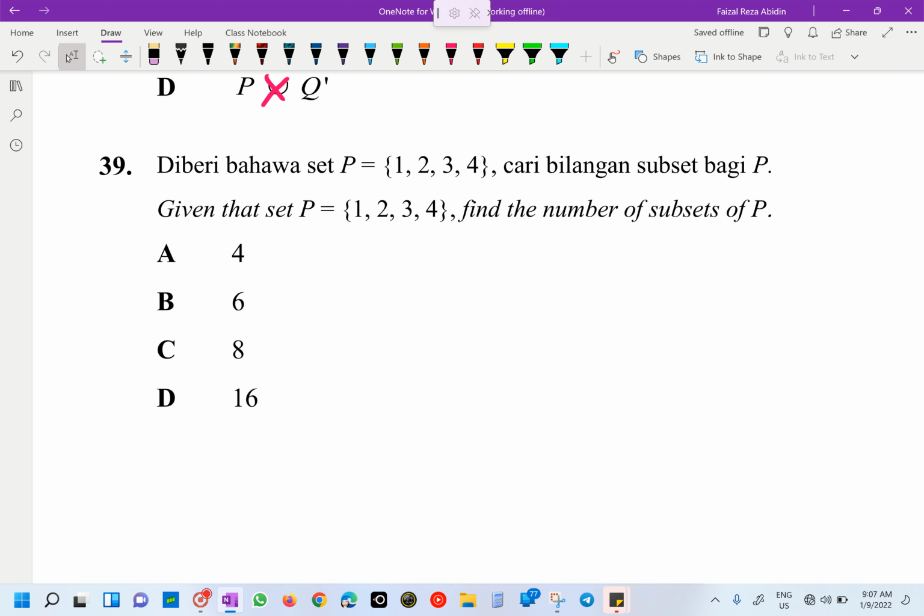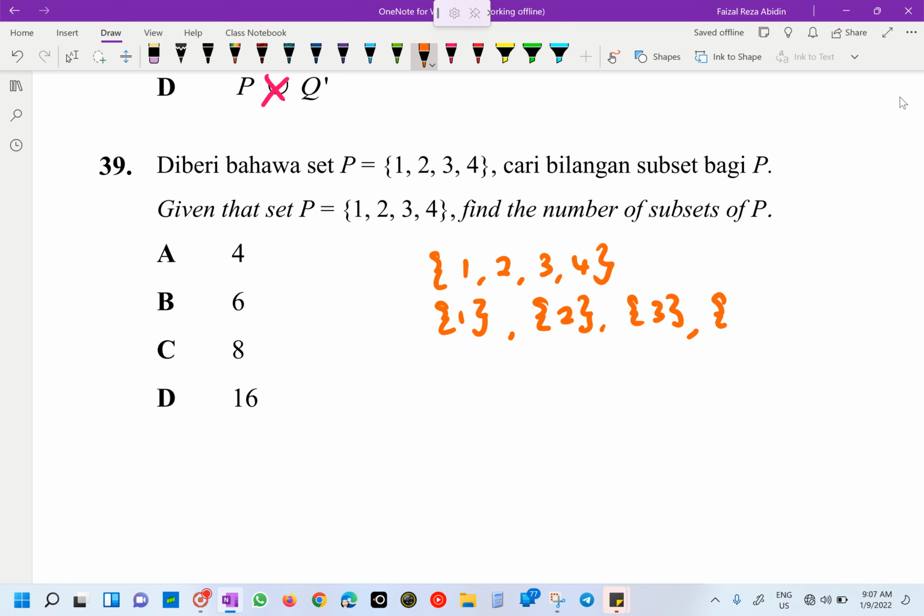Okay. So, of course, the first one is going to be everything: 1, 2, 3, 4. Also, you can have 1 only, 2 only, 3 only, 4 only. Is there any more? Actually, if we do this, it's a long story. What you do is add N square only. What is N? 1, 2, 3, 4 is 4 elements, isn't it? So 4 square, you are going to get 16 is the answer.